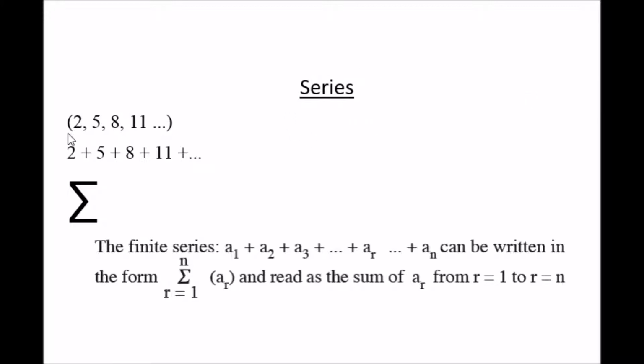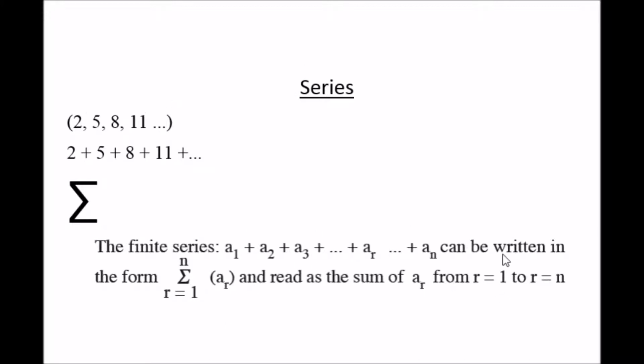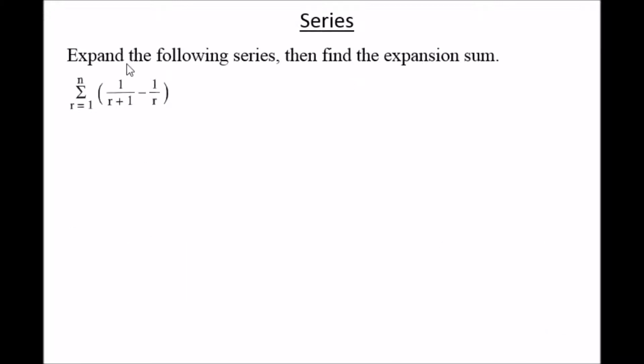A series is the sum of the terms of a sequence, and we use the symbol sigma to write the series in short form. The series a1 plus a2 plus a3 plus a_r plus a_n. The general term is a_r and the last term is a_n. a_r is an expression that represents each term. The series can be written in the form of sigma from r equals 1 to r equals n of a_r, and it means the sum of a_r from r equals 1 to r equals n.